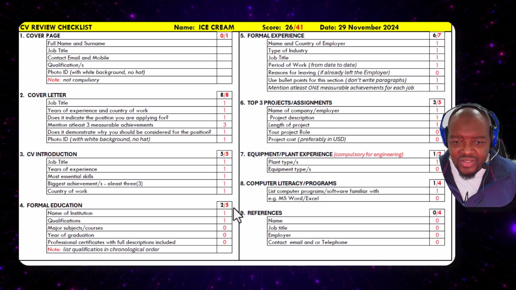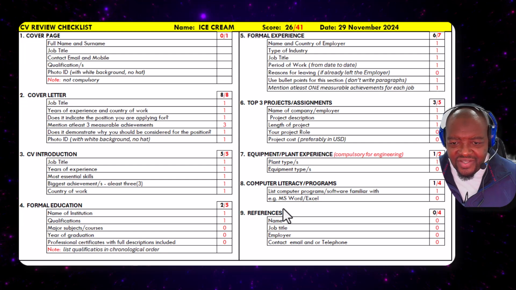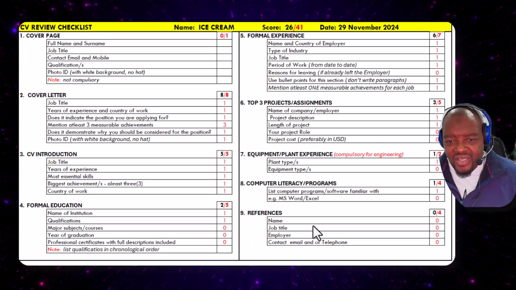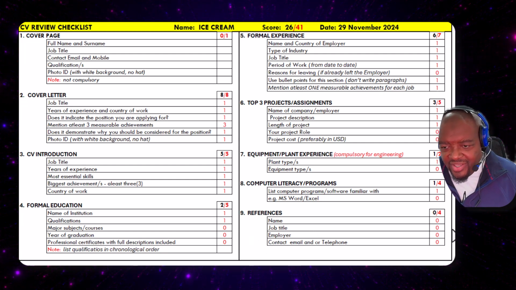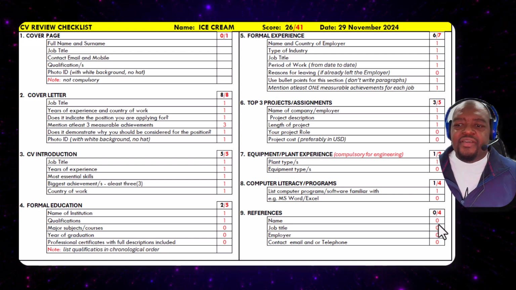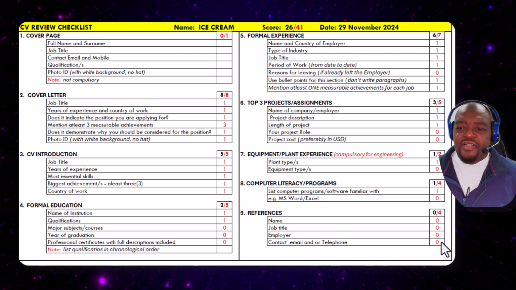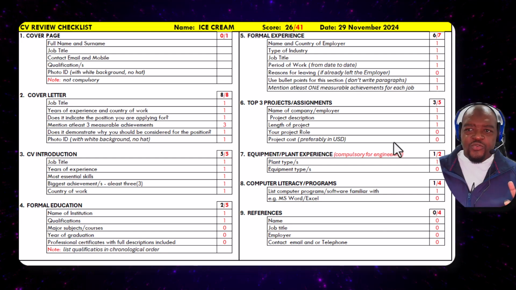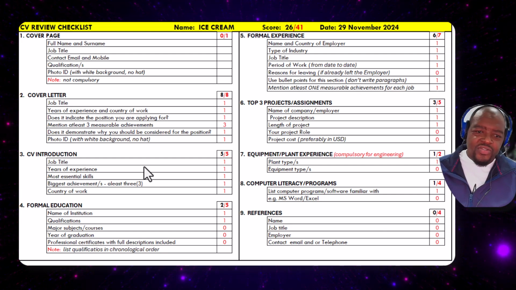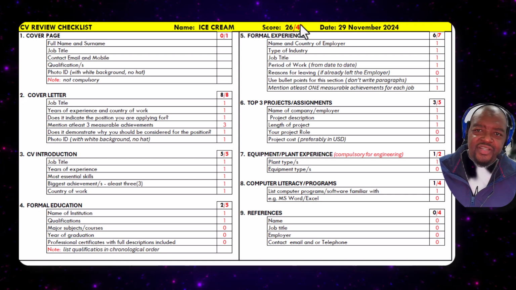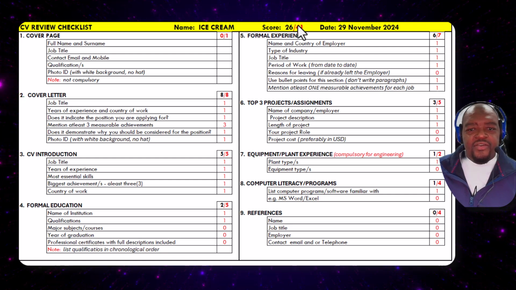References, he did not mention any references, no list of references. He could have scored a lot more here. I gave him zilch, zilch, zilch, zilch, 0 out of 4. So when we combine the total score, 26 out of 41, you guys can translate this to percentage.